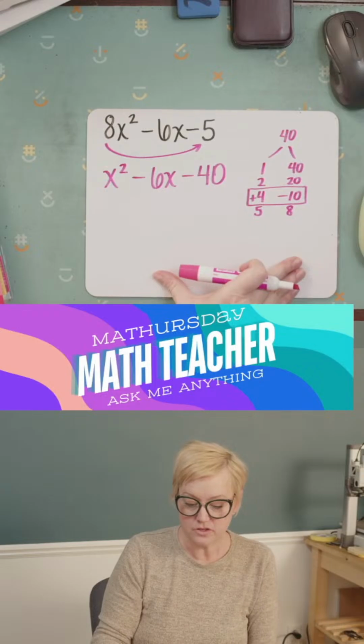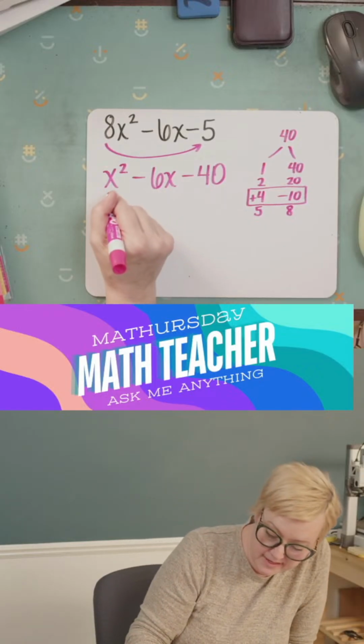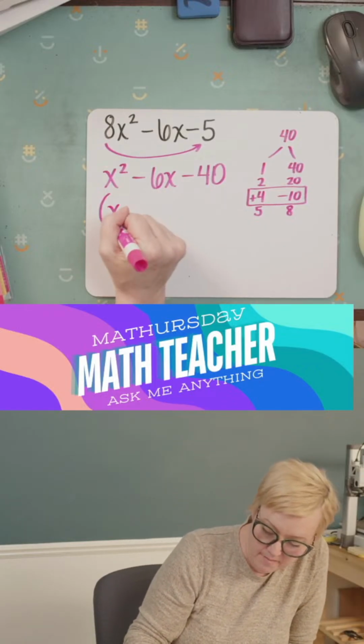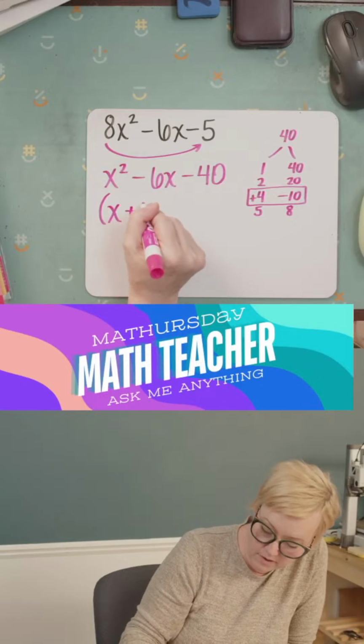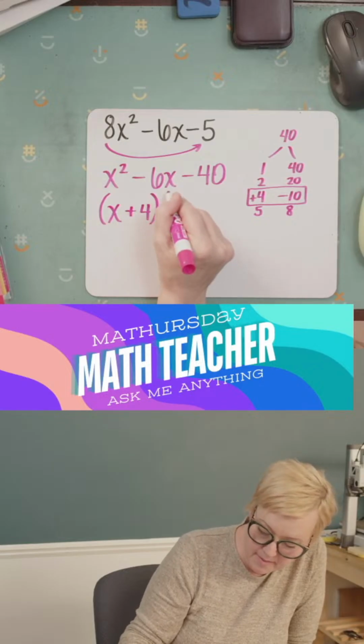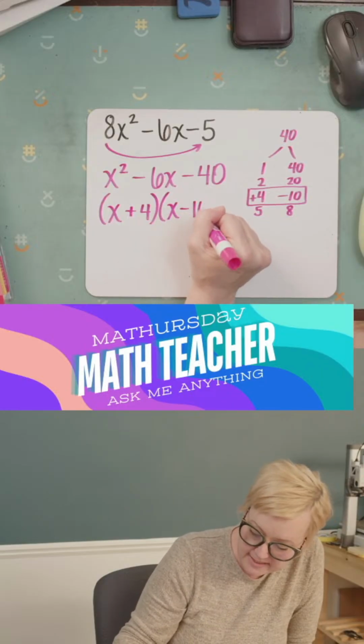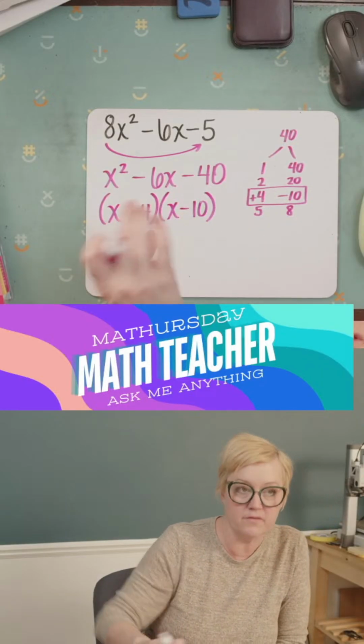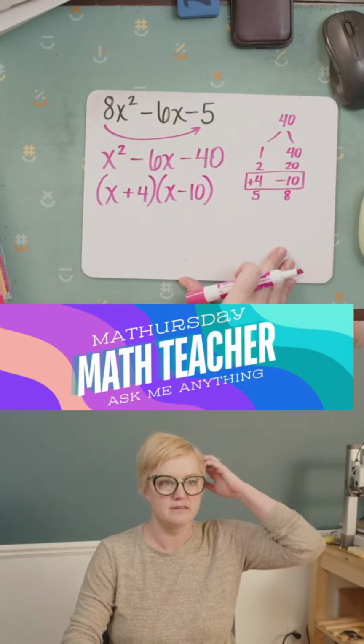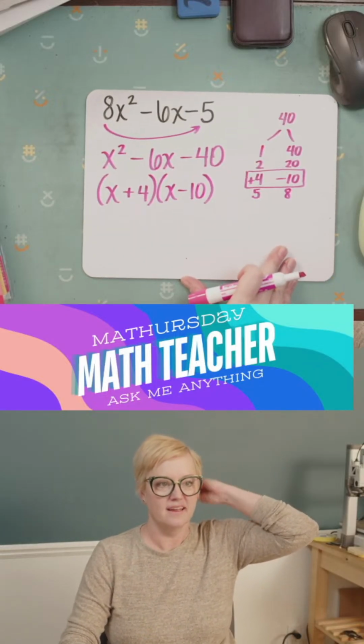Okay, so now I'm going to split this up, and I've got my x plus 4. And it doesn't matter if it's x plus 4 then x minus 10, or x minus 10 and x plus 4. The order of those 2 things doesn't make a difference.